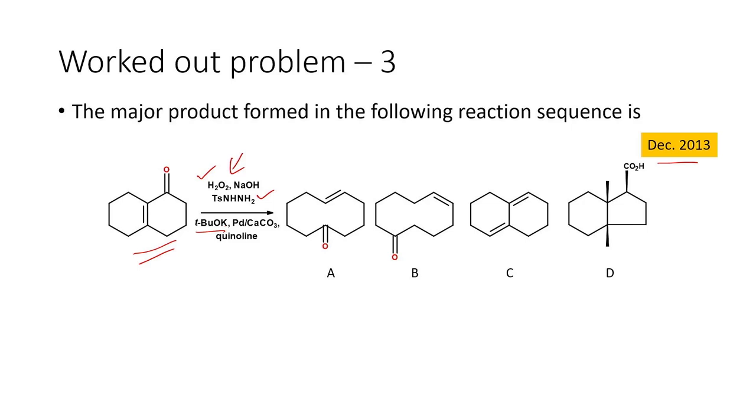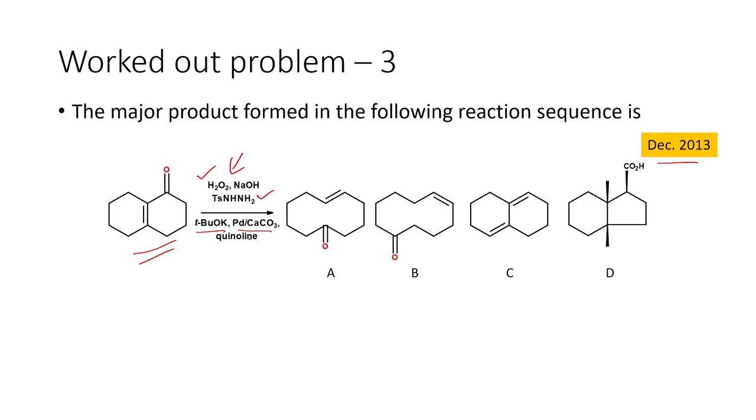In the previous example, we had seen acetic acid is used for the rearrangement, but in this case, potassium tertiary butoxide is given as the reagent for this reaction. And the last step is the same, pelletized calcium carbonate in the presence of quinoline. This is the Lindlar catalyst system.